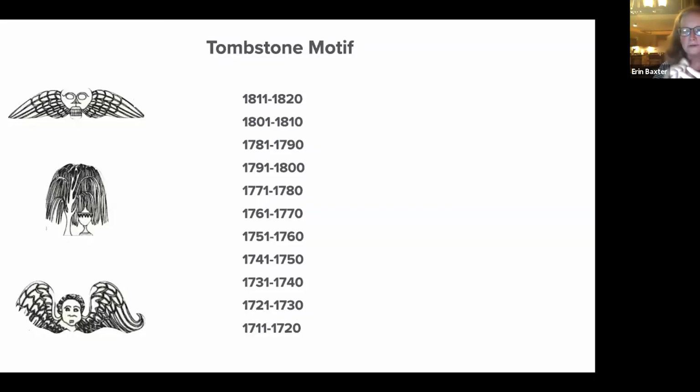All you do is, on your notebook paper or whatever, write down the variables or traits that you're going to look at. In this case, the death's head, the willow and urn, and the cherub. Then you write down the dates or time periods affiliated with them, so that if somebody died in 1820, you make a little mark out to the side. So this is really easy.